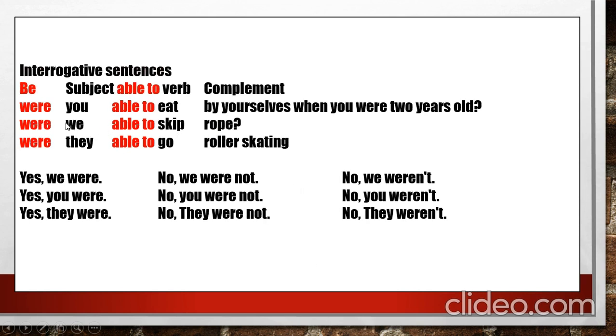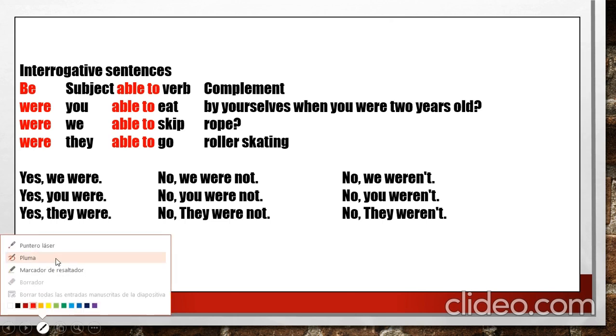We have here, were you able to eat by yourself when you were 2 years old? Yes, you were. No, we weren't. Were we able to skip rope? Yes, you were. No, you weren't. Were they able to go roller skating? Yes, they were. No, they weren't. So here I have to add an interrogative question mark, because it's an interrogative question.